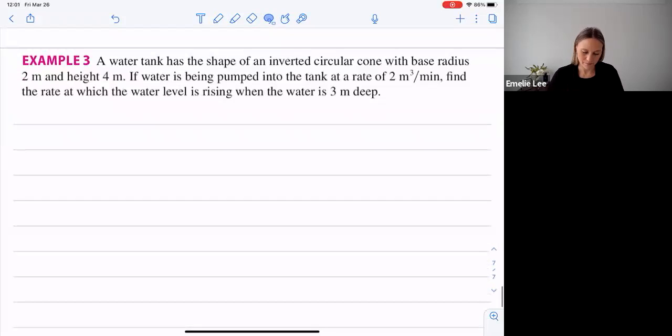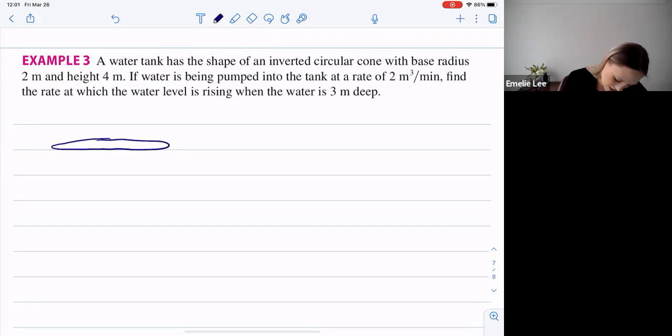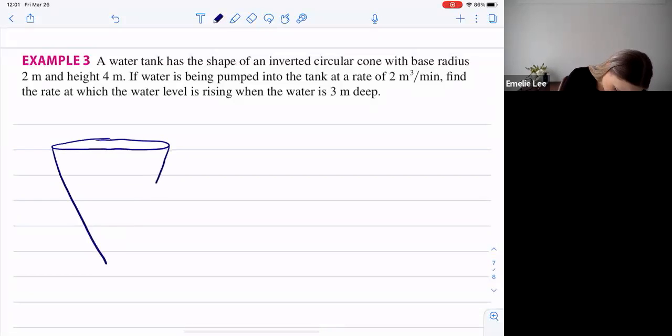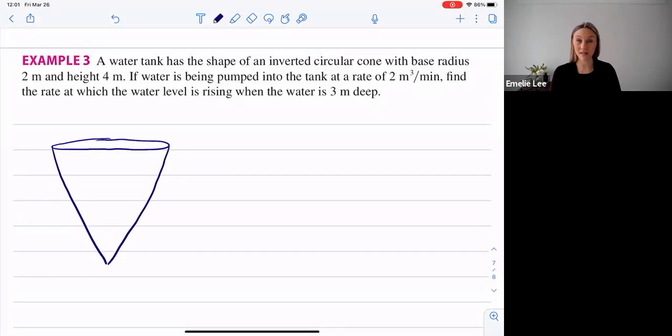All right. So a water tank has the shape of an inverted circular cone with base radius. And so of course the cone, the base radius is the widest part, 2 meters and a height of 4 meters. Okay. So here, let's just draw out this inverted circular cone. And I am not very artistic at all. So I want it to be a nicer cone. How about that? Hey, not bad.